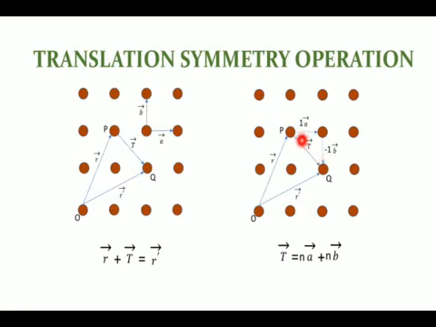According to our example, the lattice point P moves to lattice point Q. So we have 1 a vector and here minus 1 b vector. So we have the equation t vector is equal to minus a vector plus b vector.